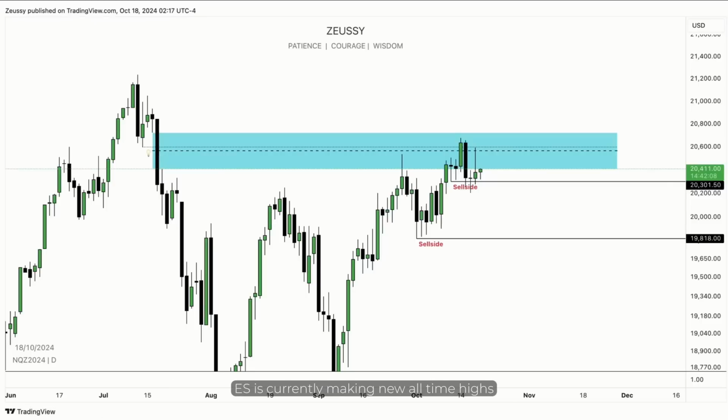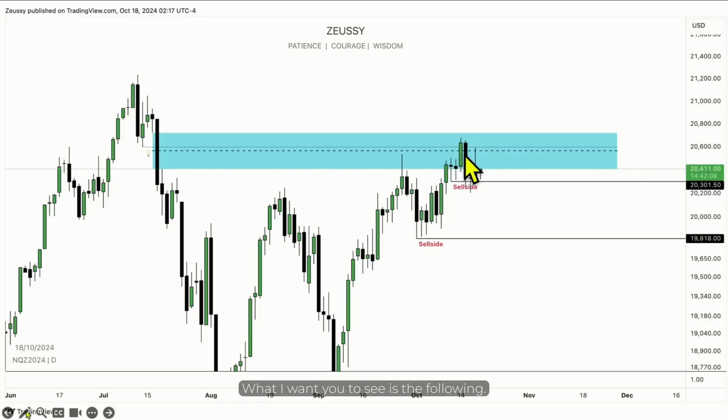ES is currently making new all-time highs, whilst NasDaq is still lagging behind. As long as NasDaq does not displace above this daily CB right here and continues to reject it, I'm anticipating that we're continuously going to draw towards sell-side liquidity. This provided us with shorting opportunities during the month of September, right here already. And so far during the month of October, we have seen multiple shorting opportunities from that price range as well.